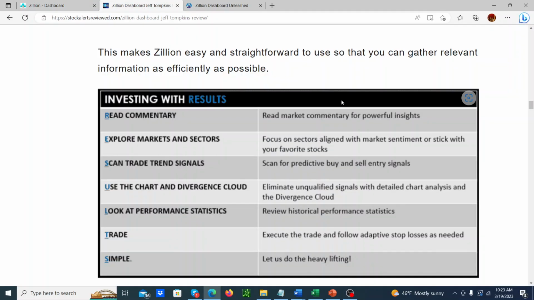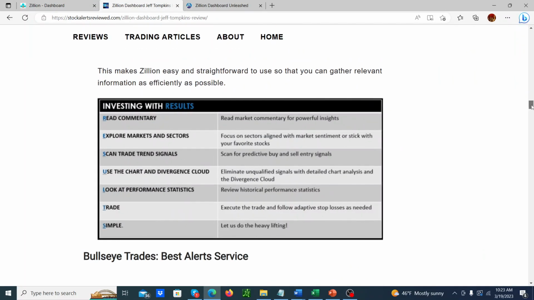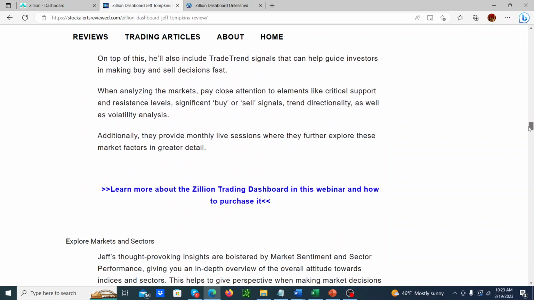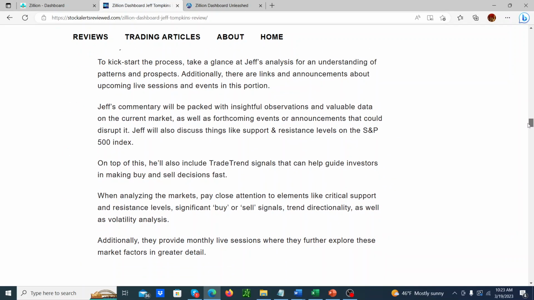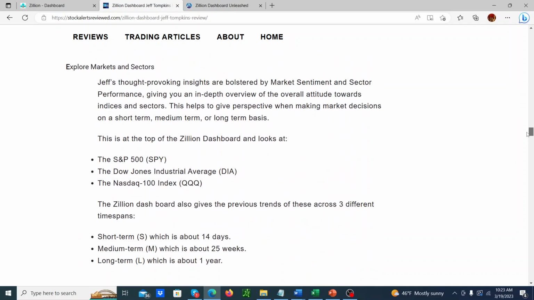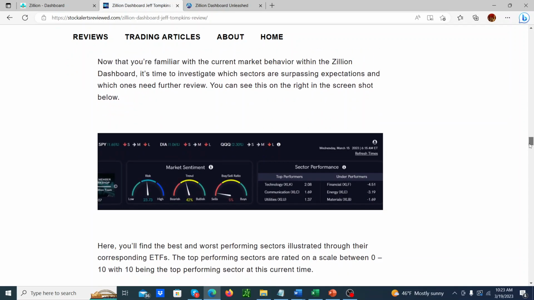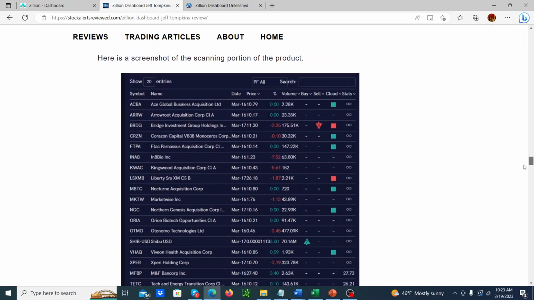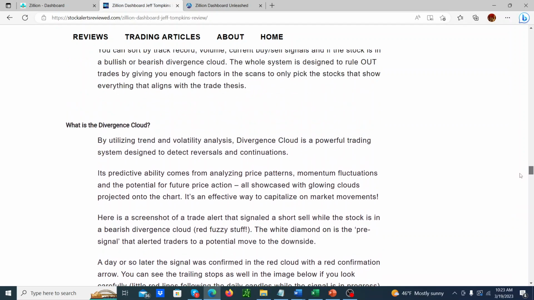Well, let's zoom out. I wrote about these in this article. Again, this is in the description below, so you can go through and check all these things out. What I'm talking about here is basically these sections, so explore the market and sectors. So this is giving you the whole picture, remember. But as we come down, I'll start to show you the Divergence Cloud stuff.